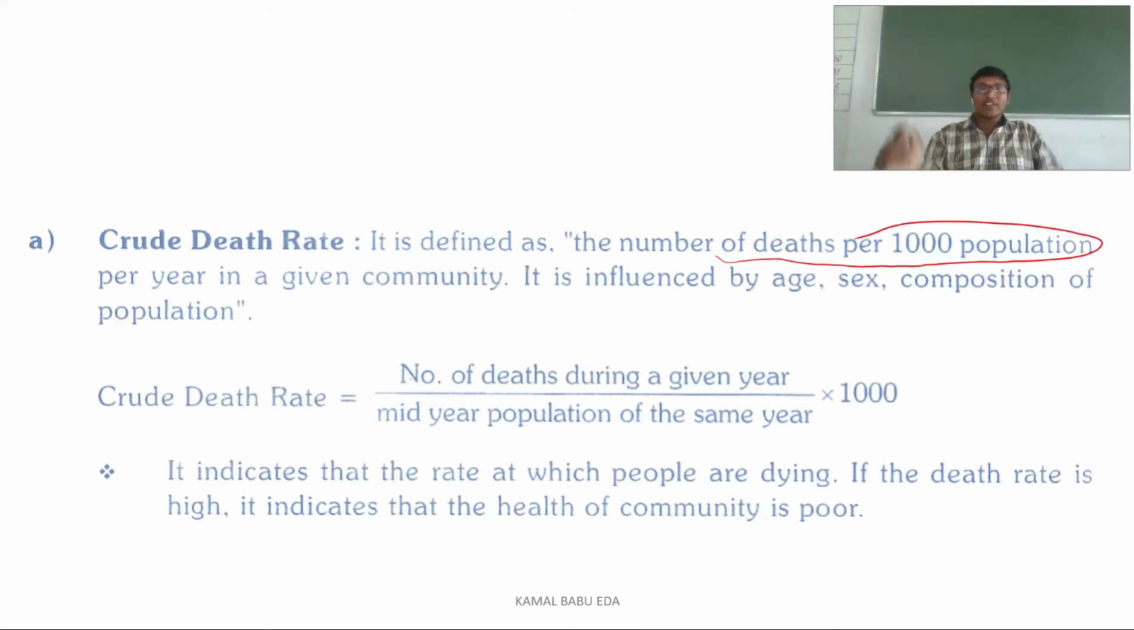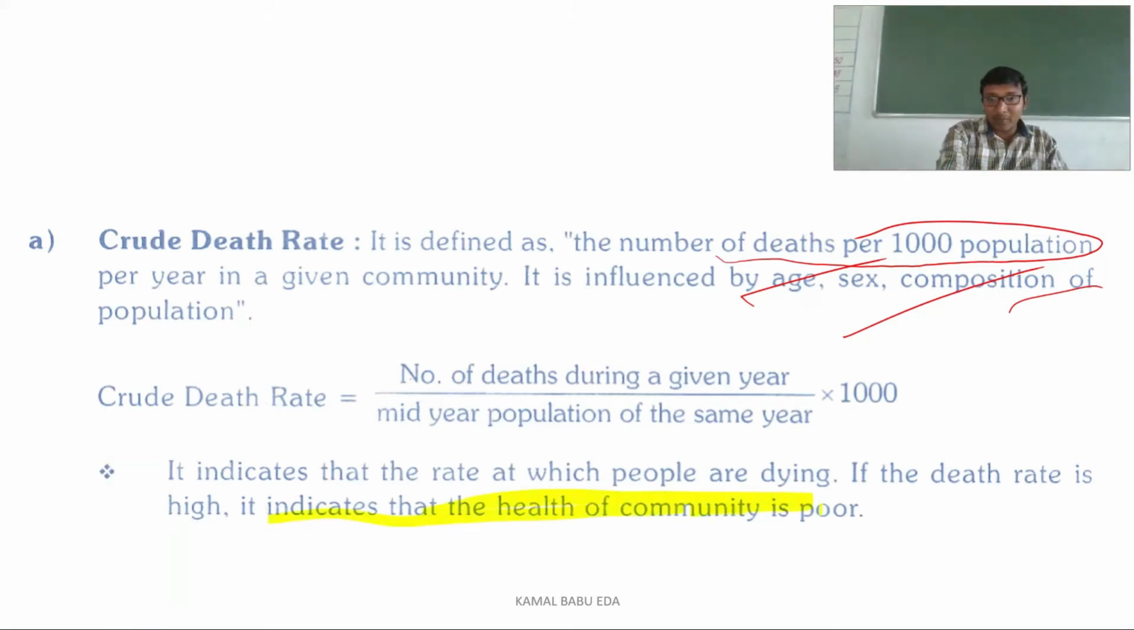It is mainly influenced by the age, sex and composition of the population. So what is it indicating? It is indicating the rate at which people are dying. How many people are dying per day? How many people are dying per year? You will get accurate data whenever you measure the crude death rate. So if the death rate is high, it indicates that the health of the community is poor. You are not maintaining or giving proper health services. That's what it is indicating. The community health is poor whenever the death rate is very high.